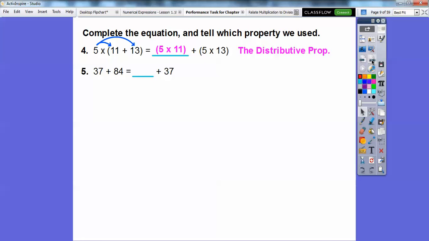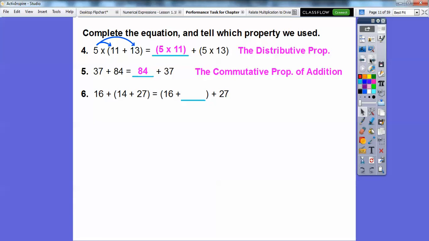How about this one? 37 plus 84 equals blank plus 37. Well, that one's the commutative property. We just reverse these numbers. Remember, they commuted around this addition sign. Like when I drive to work, I commute to work in my truck. Well, these numbers are commuting over this addition sign right here. So that's why it's called the commutative property of addition.